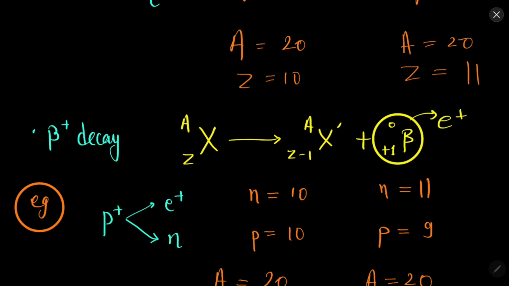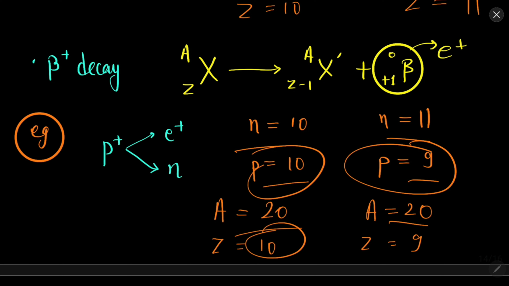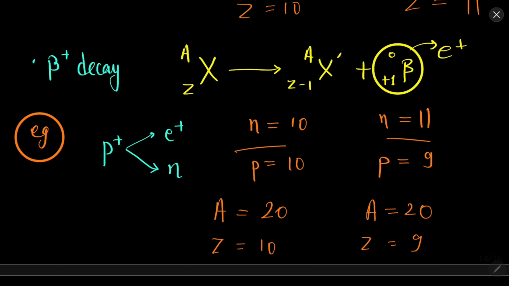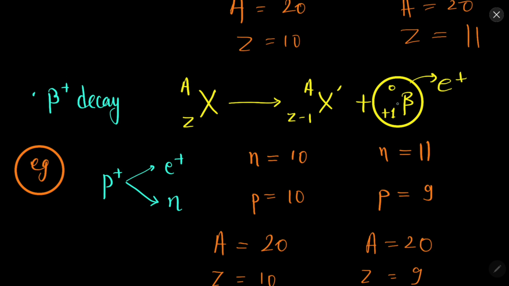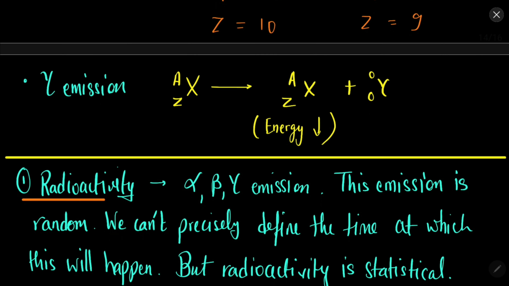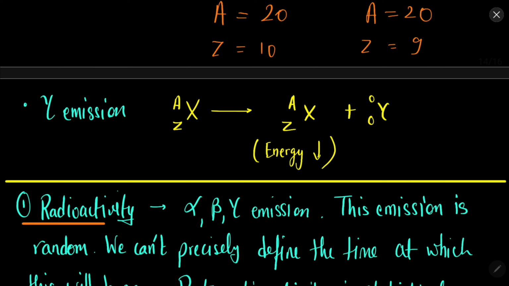And in beta positive decay, the proton splits into a positron and a neutron, so again the mass number will remain the same, but the atomic number will reduce this time because protons are reduced, so Z minus 1, and the positive beta particles will go outside. And gamma emission is simple, there will be no change in mass number and atomic number, only energy will be released. This nucleus will be in a lower energy state.